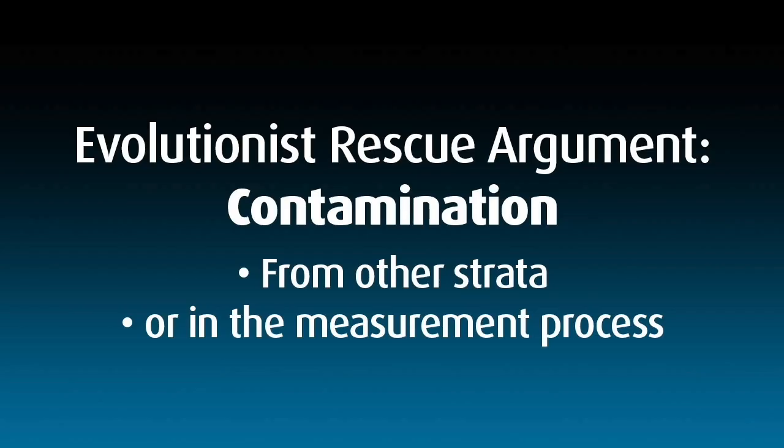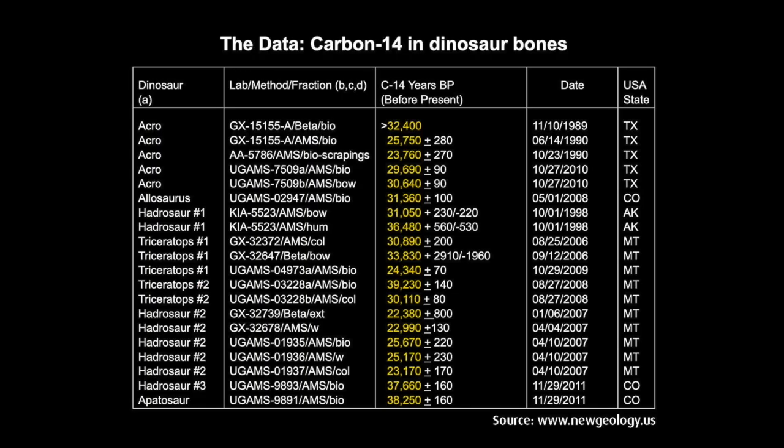Now, the evolutionist rescue argument is that there was contamination from other strata or in other measurement processes. And that would work, except that since those first examples, there have now been over 100 dinosaurs tested, and they all show measurable amounts of carbon-14, which means that they cannot be older than 60,000 years.